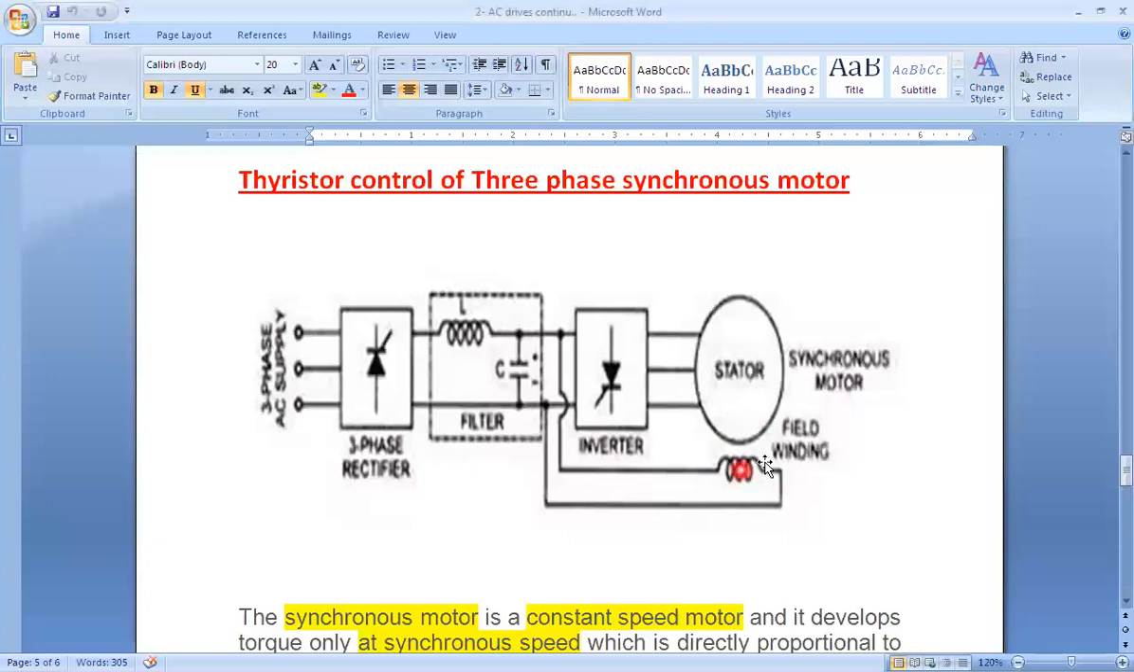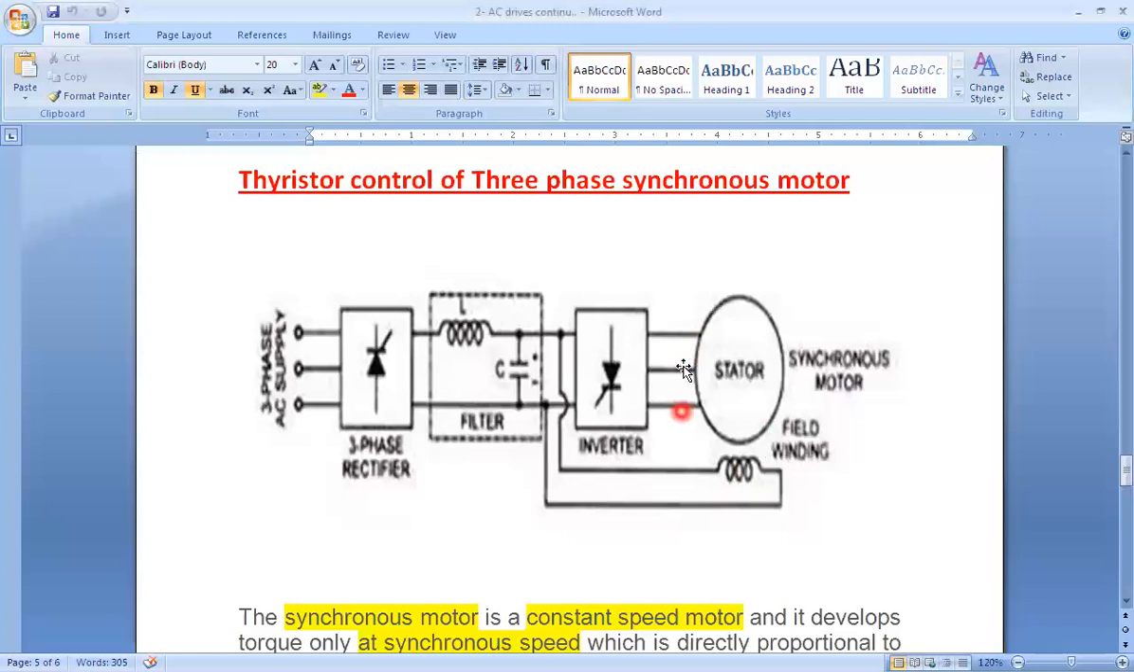By controlling the excitation, we can control the power factor of the synchronous motor, and by controlling the frequency as well as the voltage in the stator winding of the synchronous motor, we can control the synchronous speed of the motor. Then how do we change this frequency and voltage?